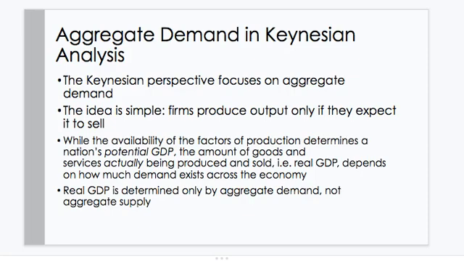Aggregate demand in Keynesian analysis. The Keynesian perspective focuses on aggregate demand. The idea is simple. Firms produce output only if they expect to sell it. While the availability of the factors of production determines a nation's potential GDP, the amount of goods and services actually being produced and sold, i.e. real GDP, depends on how much demand exists across the economy. Real GDP is determined only by aggregate demand, not aggregate supply.